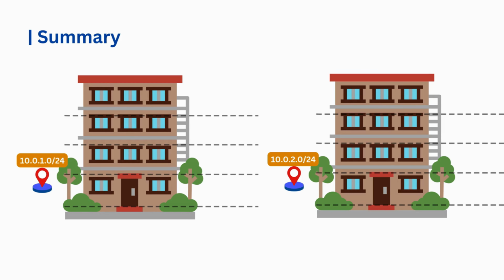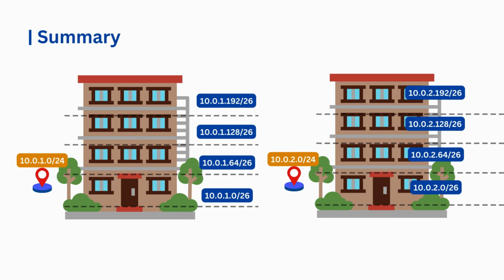So in simple words, an IP address tells you which building to reach, and a subnet tells you which part of the building to go to.